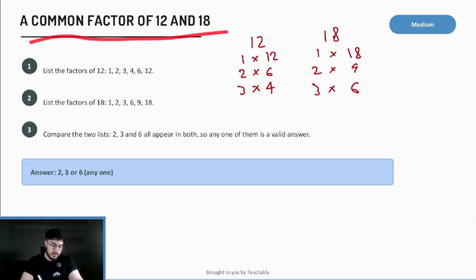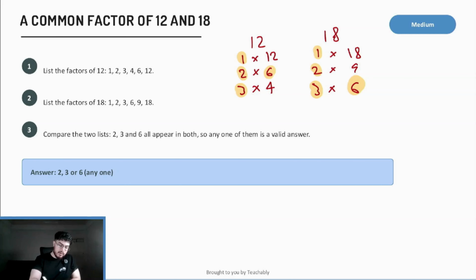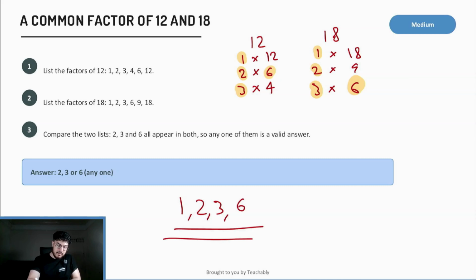We want to know the common factors of 12 and 18. So what's common between these numbers? Well, we've got 1 in both lists, we've got 2 in both, we've got 3 in both, and we've also got 6 in both as well. And so what we can say is the common factors of 12 and 18 are 1, 2, 3, and 6. These are all factors of 12 and also of 18.